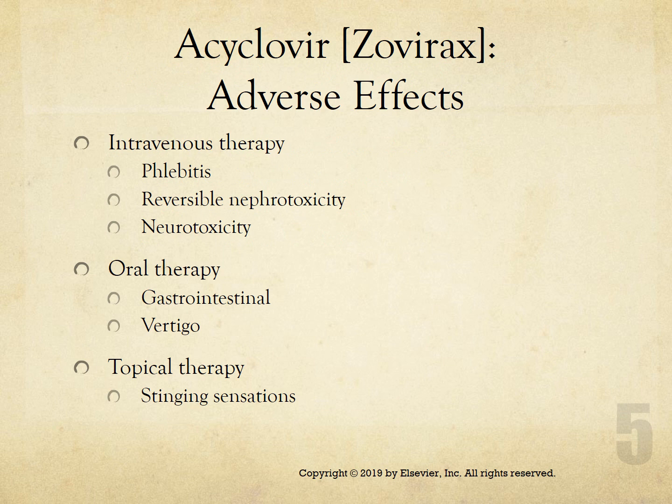What are some adverse effects of using acyclovir? If it's used in IV therapy, you have phlebitis, reversible nephrotoxicity, and neurotoxicity. With your oral preparations, you can have GI upset and vertigo, and with the topical, you can have stinging sensations at the site of application.